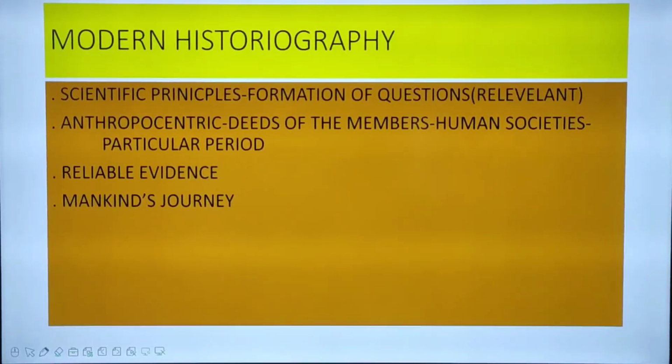Third, you have to have reliable evidence. I can't speak on thin air, without having any idea. I need to have proof. I need to have reliable evidence. And last but not the least is the mankind's journey. The journey of man right from the past to his present and from the present to the future is mankind's journey. Now before we begin with the European scholars, you need to know a small story.